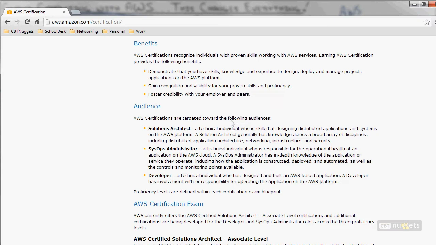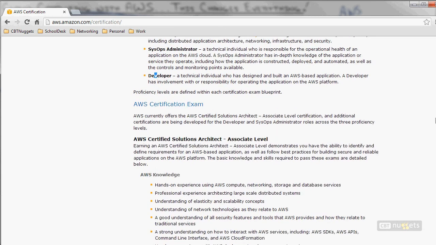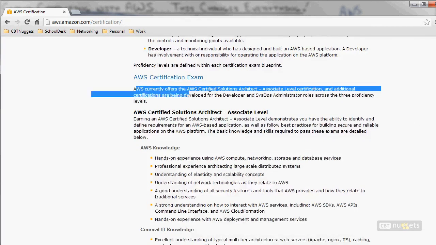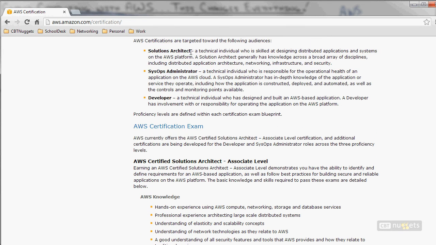So Amazon has the same kind of thing, but they're calling it solution architect, sysops administrator, and developer. Now, as of right now, I'm talking to you in 2013, they've only released one certification. I'm going to scroll down right about here to the current offering, which is the AWS Certified Solution Architect. So of these 3 tracks, there is one exam currently, again, 2013. It is the Solution Architect Associate level.